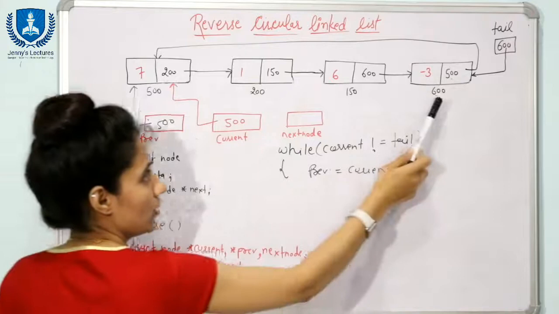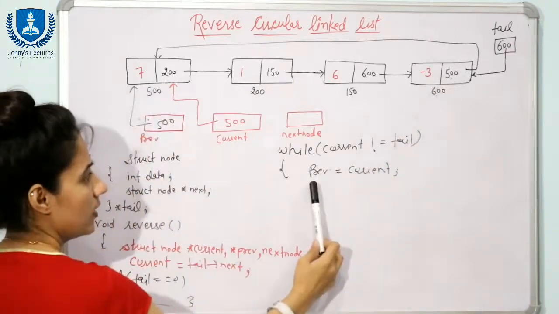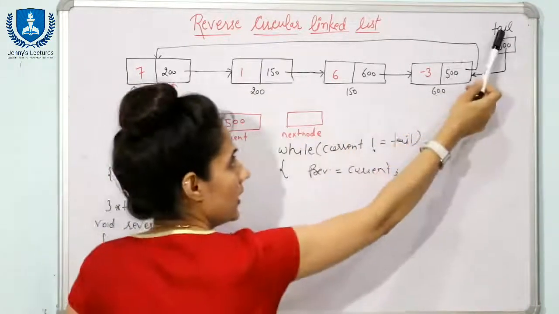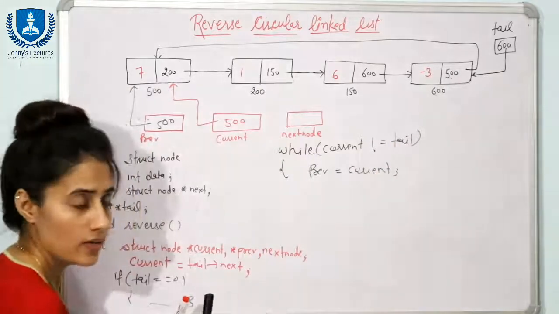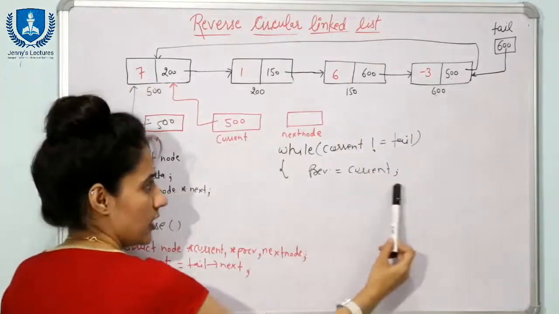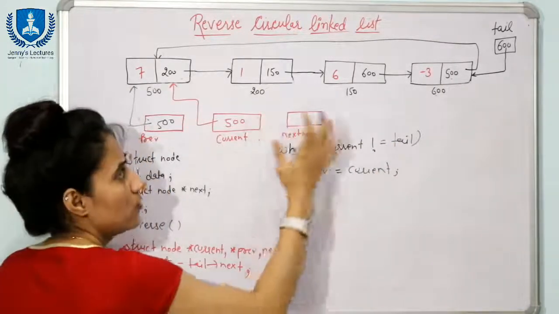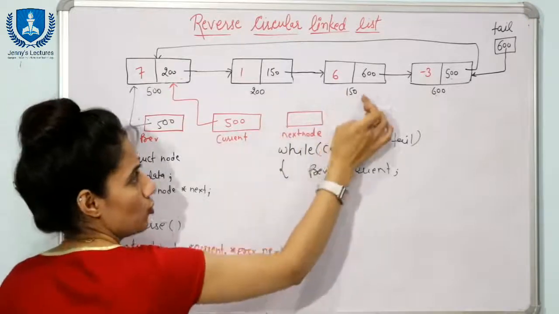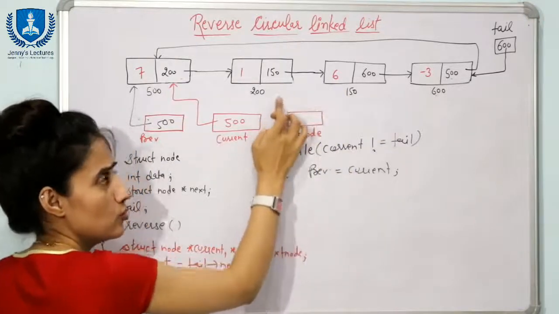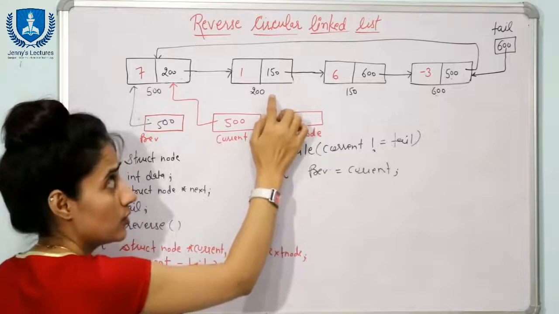Here I want to store the address of this thing, that is 600. So here I can write previous of next is equal to tail, right? If you write that statement in the while loop, then after some iteration current would point to this node, and in that case previous would point to this node, right? Because this is the previous node.